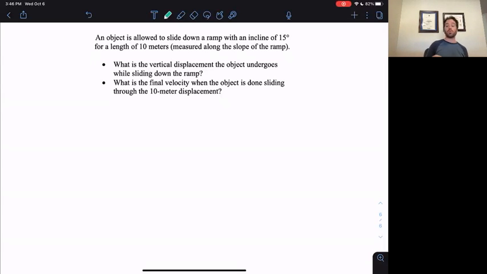Let's do our first actual kinematics problem that has to do with something sliding down a plane. An object is allowed to slide down a ramp with an incline of 15 degrees for a length of 10 meters measured along the slope of the ramp. Get a picture.